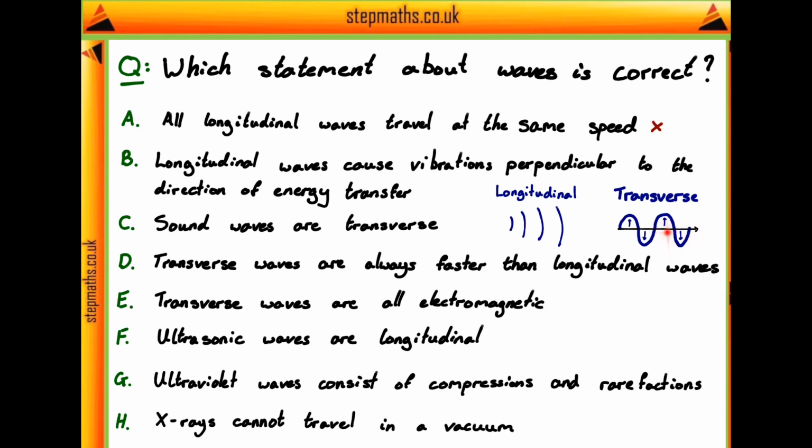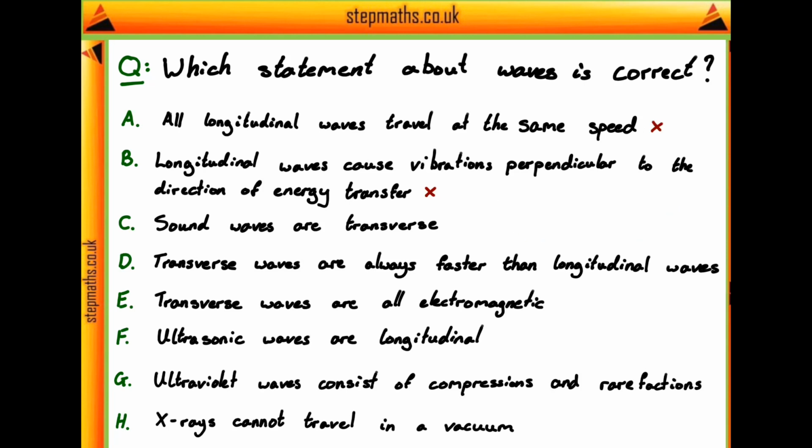What that means is that the actual vibration in this transverse wave is moving perpendicular to the direction in which we're travelling, so at 90 degrees, or at right angles, to this direction that we're travelling in. Longitudinal waves, on the other hand, such as a sound wave coming from something over here, will be moving in this direction. So the waves are travelling parallel to the direction of energy transfer, the direction the sound is moving. So if we look back at our statement, which says that longitudinal waves cause vibrations perpendicular to the direction of energy transfer, we can see that this is actually transverse waves, so this is incorrect.